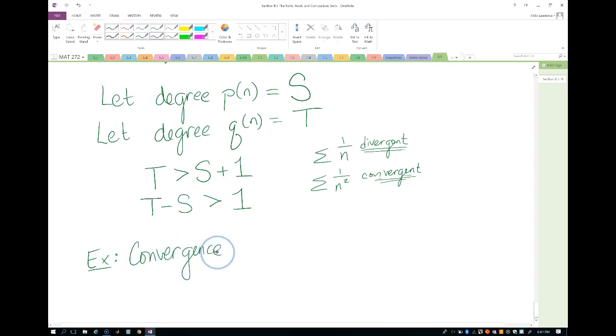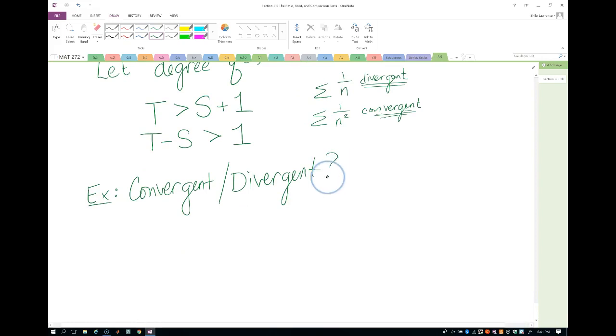And we probably could use this polynomial test on some of the ones that we've done earlier, now that we know it. Let's say we've got the sum from 1 to infinity of 3n squared minus 5n plus 2 all over n cubed plus 6n squared minus 1.